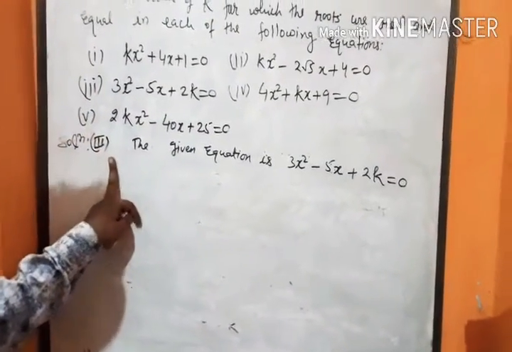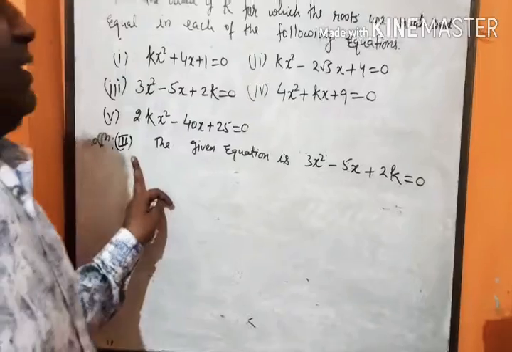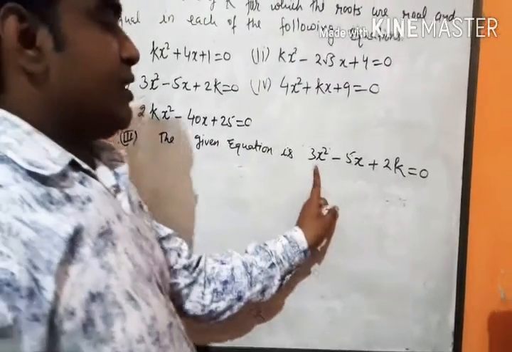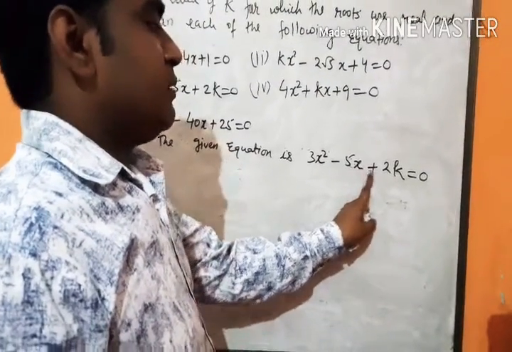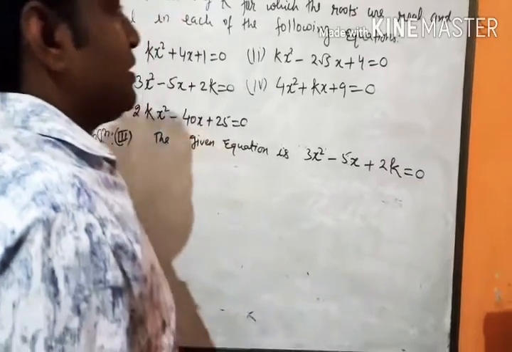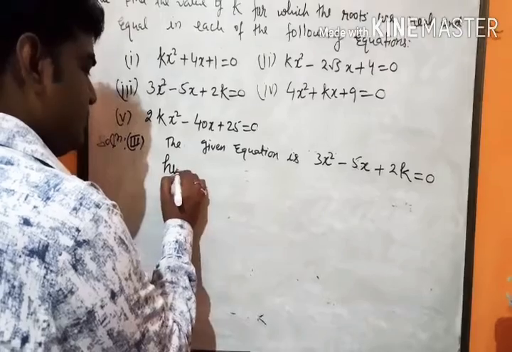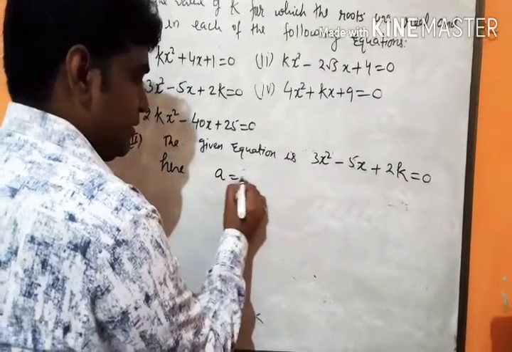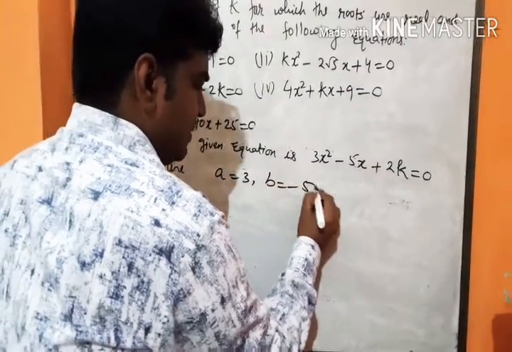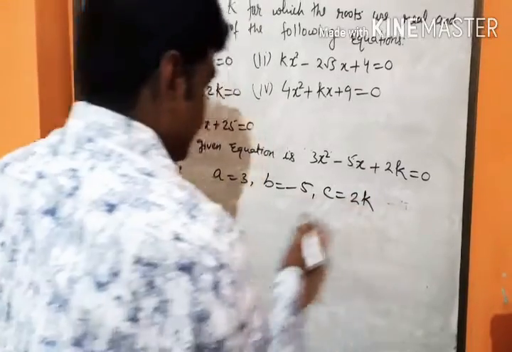Now question number 3. Find the value of k for which the given quadratic equation 3x square minus 5x plus 2k is equal to 0 has real and equal roots, and the equation is this. Here a is equal to 3, b equal to minus 5 and c is equal to 2k.